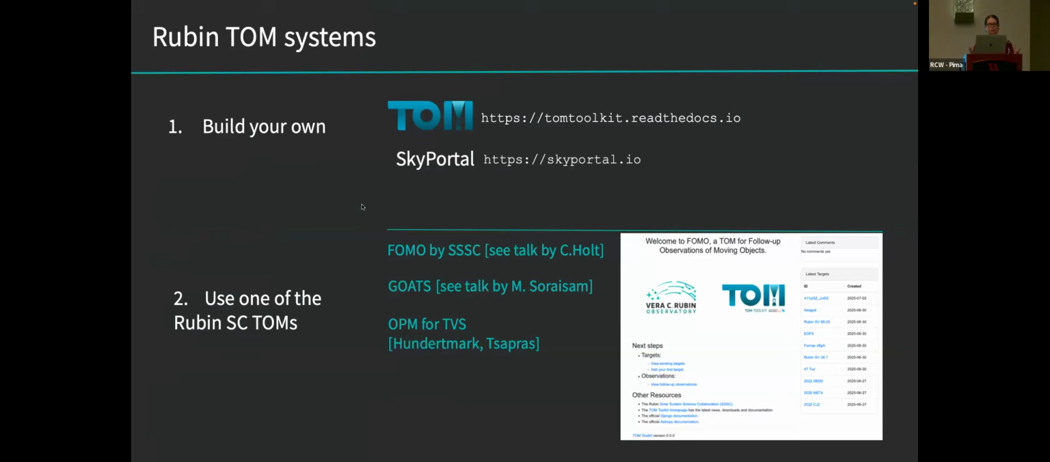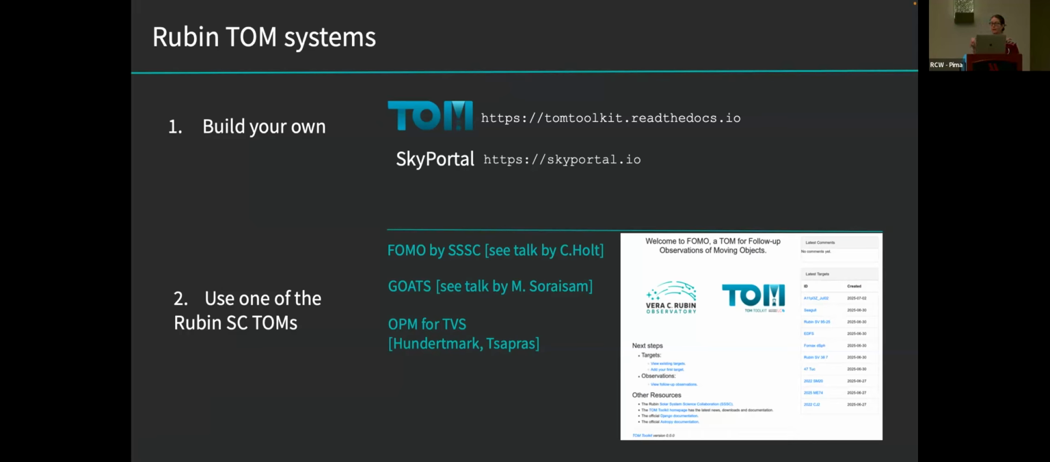So for Rubin, building a TOM or a Marshall system of your own, there are two main platforms available if you want to roll your own. There's the TOM Toolkit, which you've seen in the slides. There is also the SkyPortal. They're both open source projects, so you can go ahead and download the code, customize it to your heart's content. If you're involved in one of the Rubin Science Collaborations, you may well find that your collaboration is already building such a system and customizing it for the science you want to do.